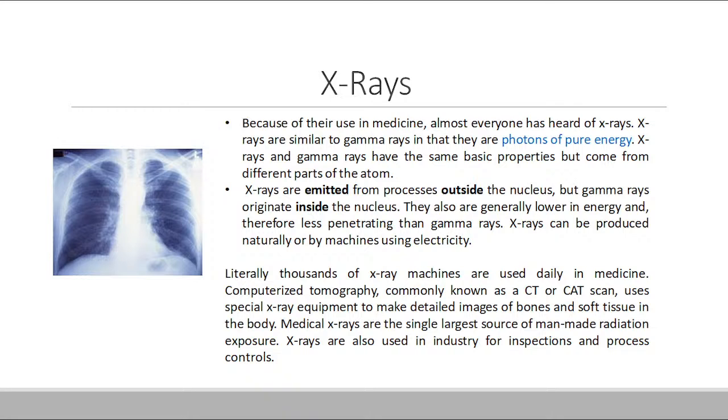X-rays can be produced naturally or by machines using electricity. Literally thousands of X-ray machines are used daily in medicine. Computerized tomography, commonly shown as a CT or CAT scan, uses special X-ray equipment to make detailed images of bones and soft tissue in the body. Medical X-rays are the single largest source of man-made radiation exposure. X-rays are also used in industry for inspections and process controls.